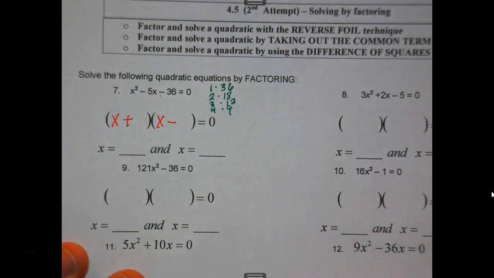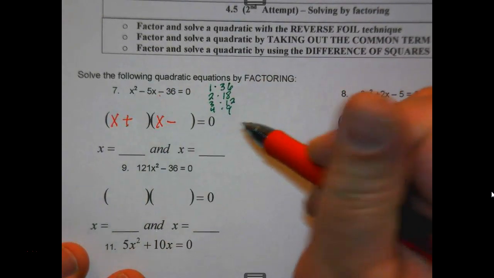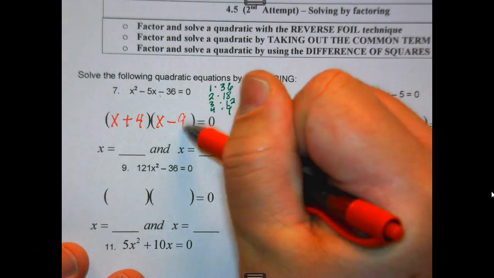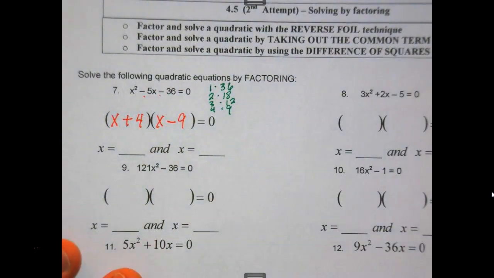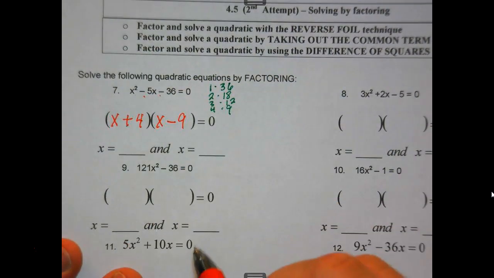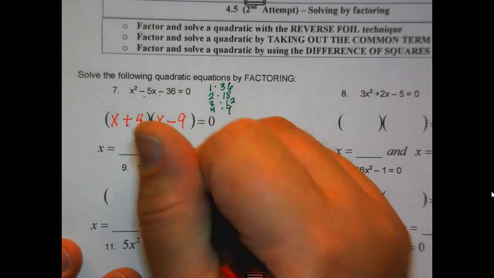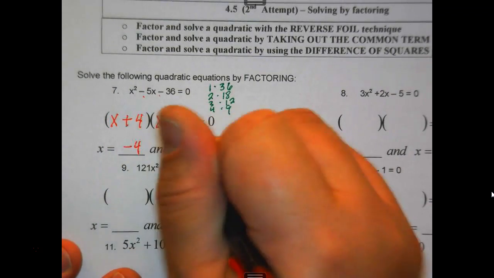So 9 and 4. Very good. Which one's positive? Good. So I want negative 5. So set each one of these equal to 0. And what's x? Yeah, negative 4. This one's easy. It's just opposite signs.